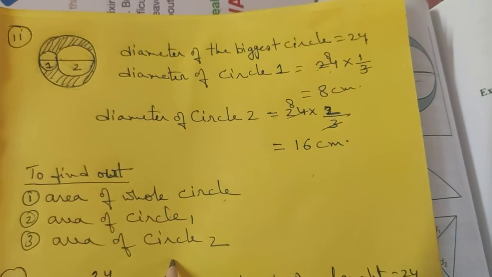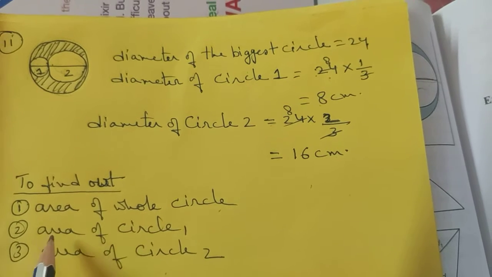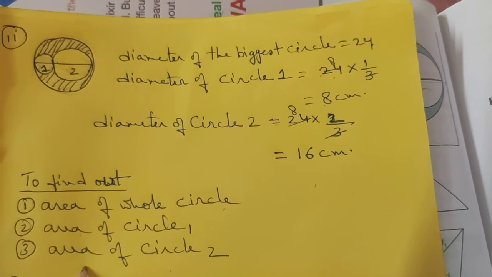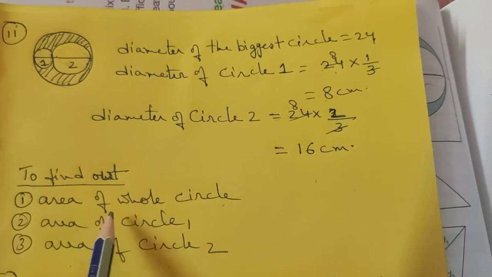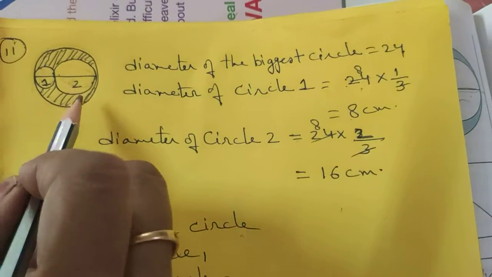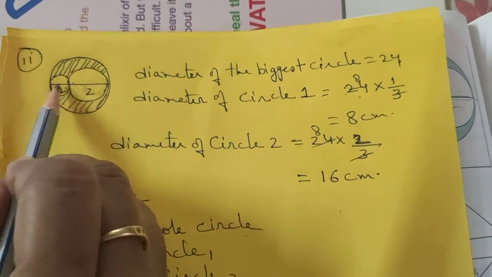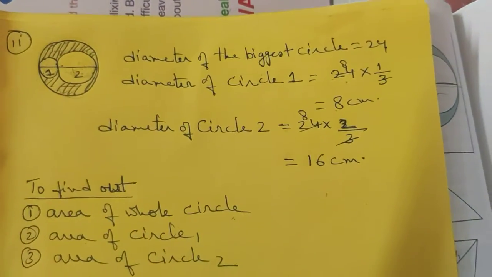When you have found all these things, you have to subtract. First you add the area of circle 1 plus the area of circle 2. Then whatever answer you get, you subtract it from the area of the whole circle. When you subtract these two circles from the whole circle, you will get the area of the shaded portion.